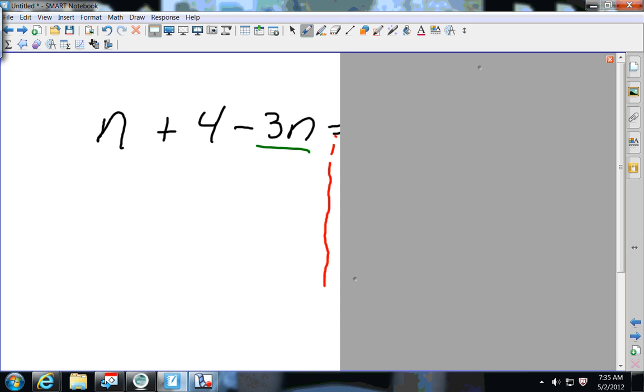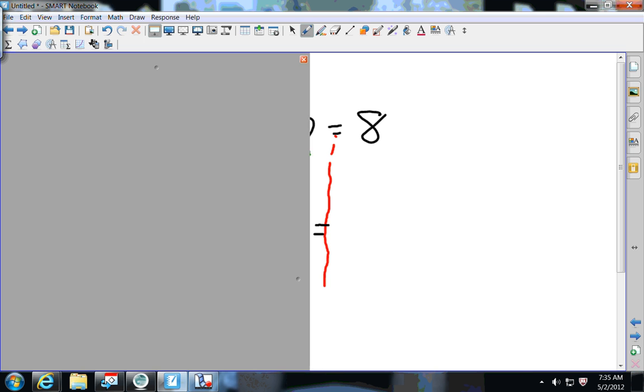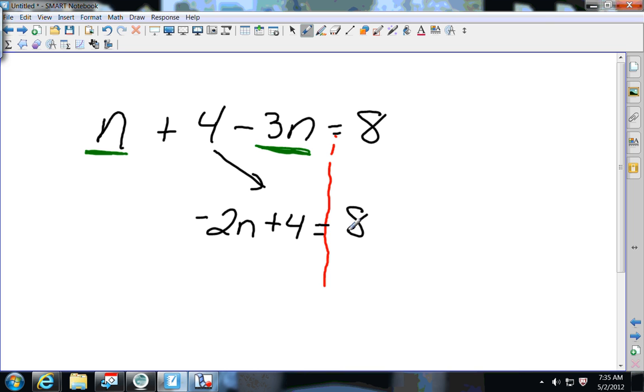I can put the n's together right here. I have n minus 3n, which is negative 2n. And then I just bring this plus 4 down. Equals, now, what's on the right-hand side? Just an 8. So I don't have to put anything together over there. So now from here, we should be able to solve.